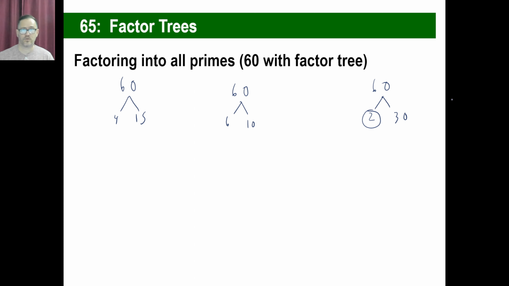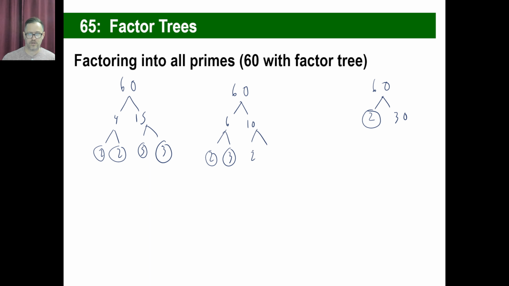So you have 3 different people that start in 3 different ways. This person over here goes, oh yeah, 4 is 2 times 2. Those are primes. And 15, that's going to be 5 times 3. Got it. Okay. This person says 6. That's going to be 2 times 3. And 10 is 2 times 5. And this person says 30. Oh yeah, well that's going to be 3 times 10. And somebody else might have said 6 times 5. But it wouldn't matter. 10 is 2 times 5.